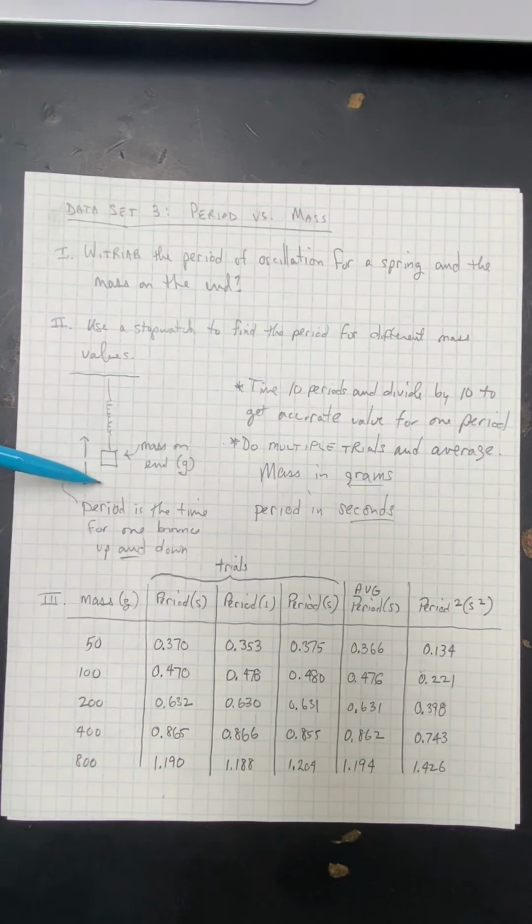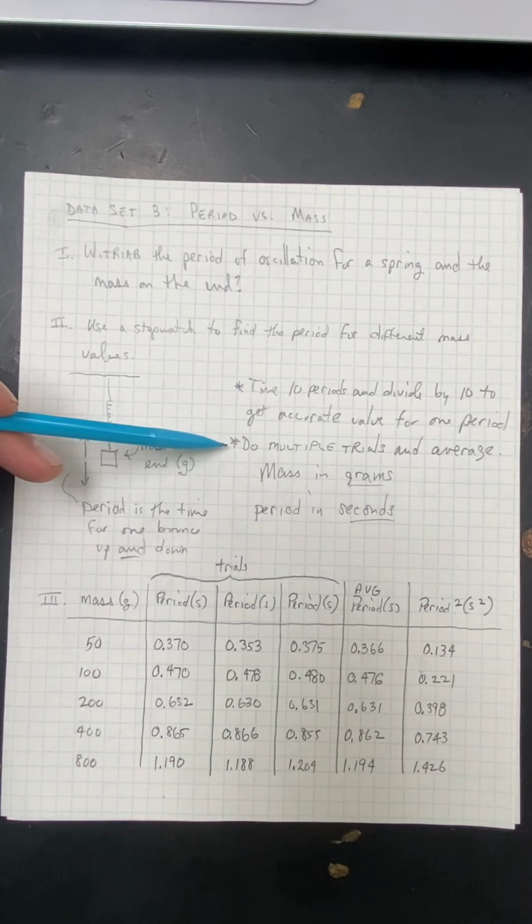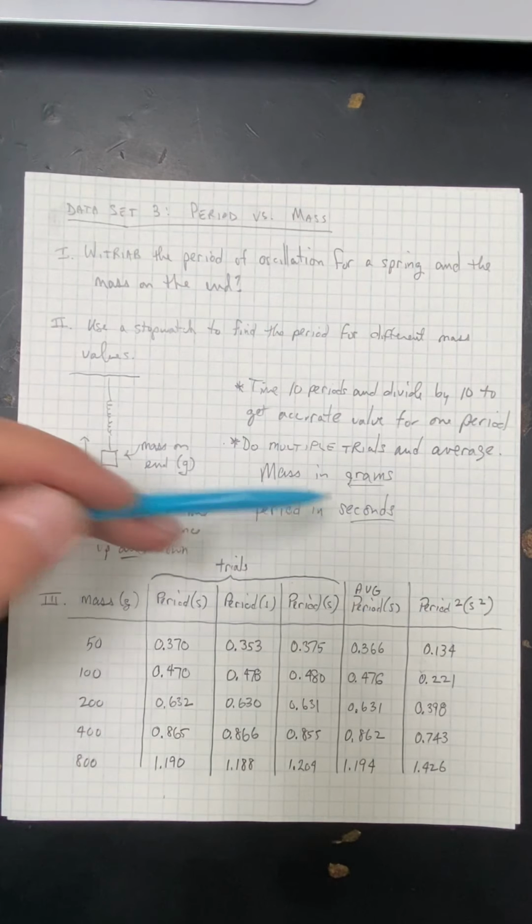So press go when it's at the bottom. 1, 2, 3, 4, 5, 6, 7, 8, 9. Stop when it gets to the bottom on the 10th time. And then just divide by 10. Easy peasy. And then do multiple trials and average. I chose to do 3 trials for each different mass. Mass is measured in grams, periods measured in seconds.